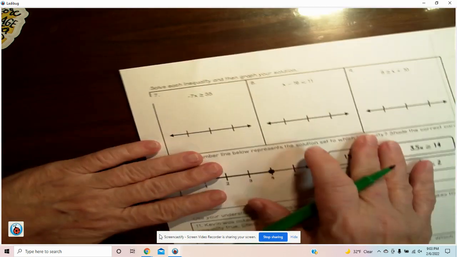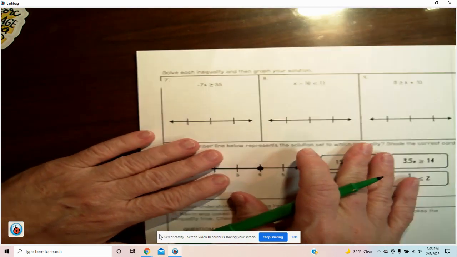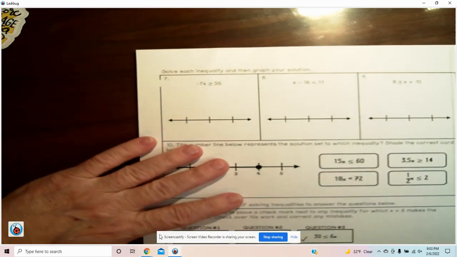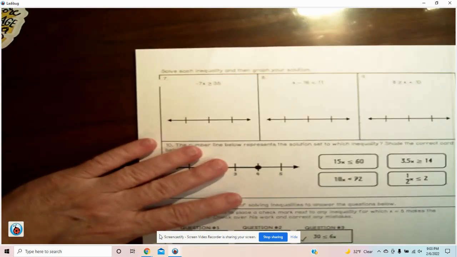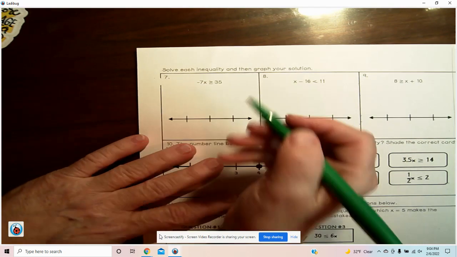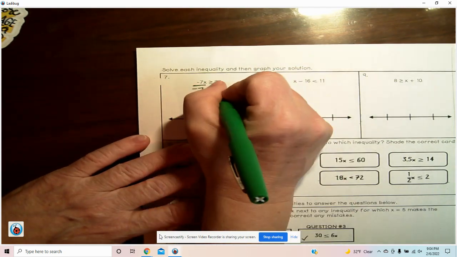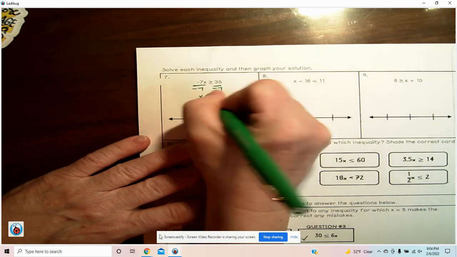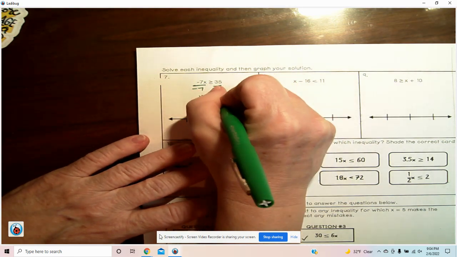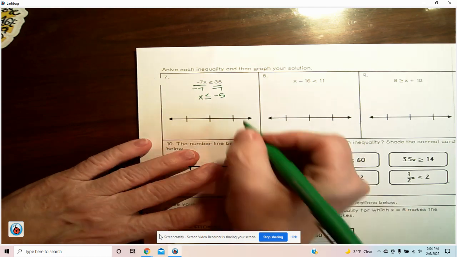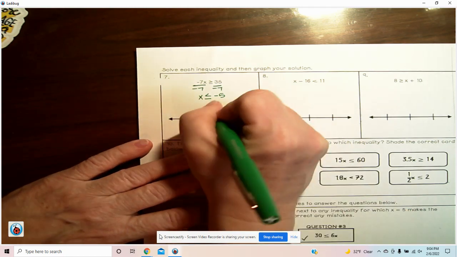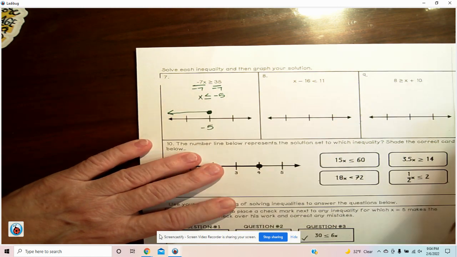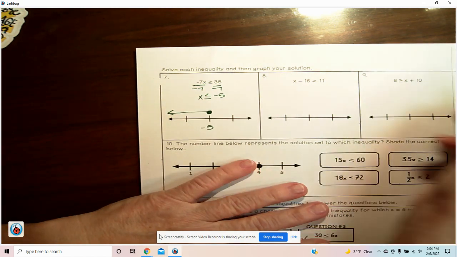Number 7, negative 7x is greater than or equal to 35. We're going to divide by negative 7. And that means x, flip that sign. 35 divided by negative 7 is negative 5. Got a negative 5, a closed circle, because it's equal to, includes the negative 5, shaded to the left.